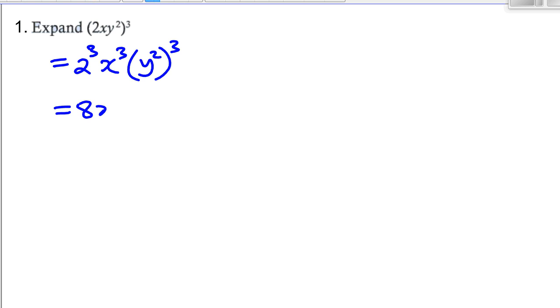So this is our first question. Expand this. Everything to power 3, so that means you're going to have 2 to power 3, x to power 3, y squared to the power of 3, which will give us 8x to power 3, y to power 6. Because you're going to multiply 2 and 3 to get 6, so y to power 6.